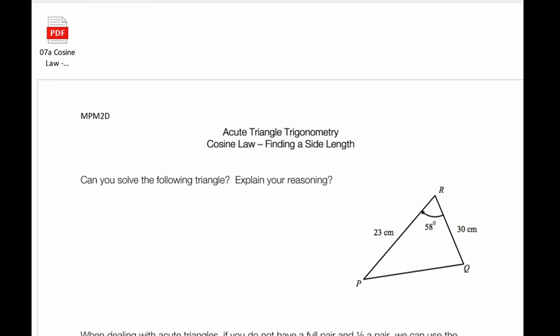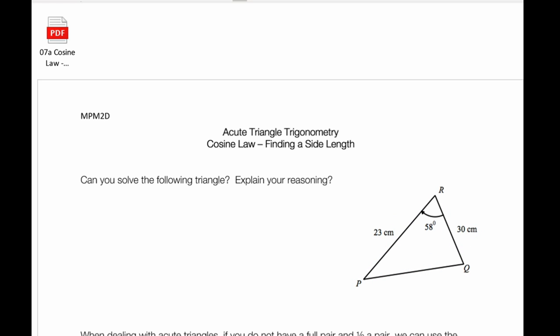Secondly, if we now look for sine law, which is the one law that we looked at previously already for acute triangles, I should have a full pair and half a pair if I can solve. So I'm just going to make pairs where they should be, and we'll see if we have any that are full. And in this case, they're all half pairs. They're all missing something. The R pair is missing the side, the P pair is missing an angle, and the Q pair is missing an angle as well. So I can't use sine law to find any of these things.